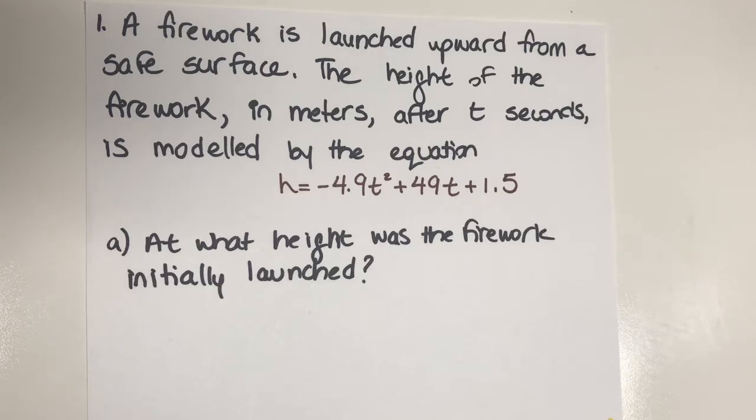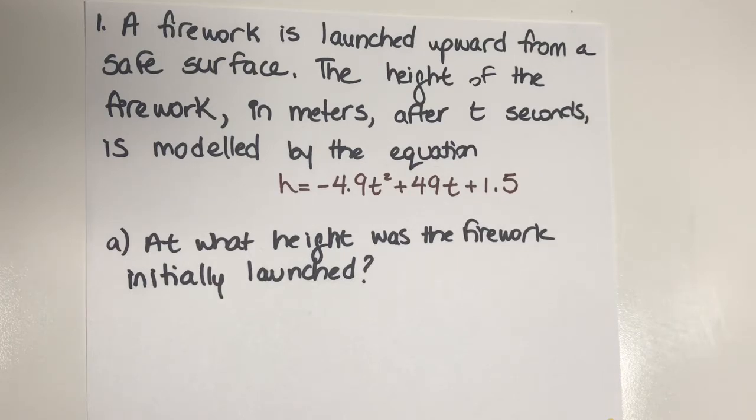The height of the firework in meters after t seconds is modeled by the equation h equals negative 4.9t squared plus 49t plus 1.5. First of all, don't get overwhelmed by the decimals. This is just a regular quadratic equation in standard form.